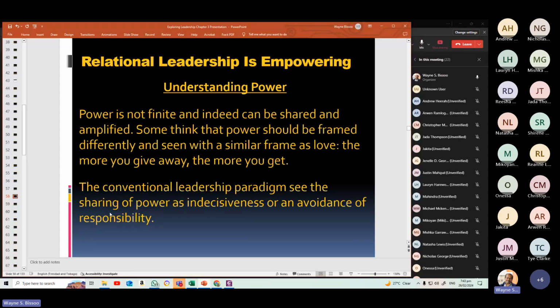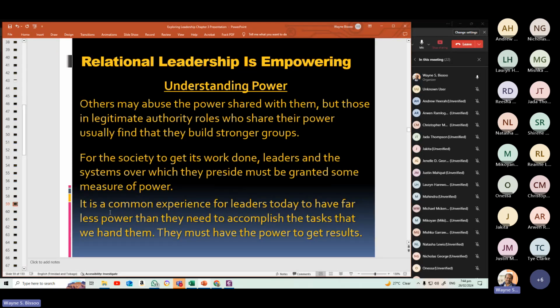Because as you empower others, it improves your view of the world around you in terms of the organization, and people ascribe to you more legitimate power and more referent power when you give up your own power to make other people better in the organization.